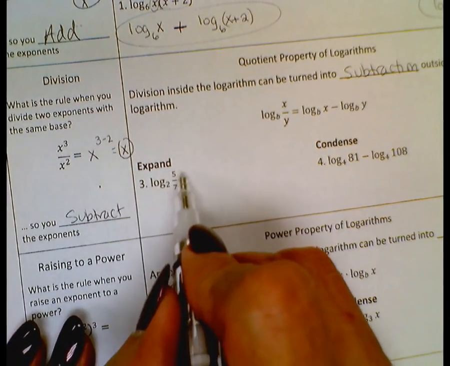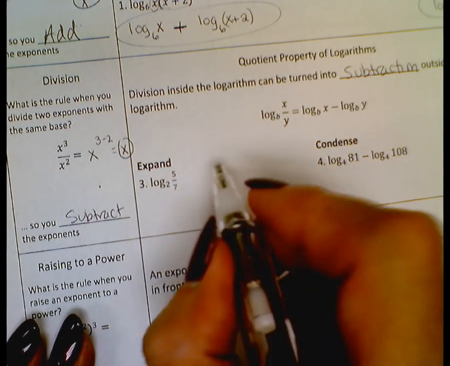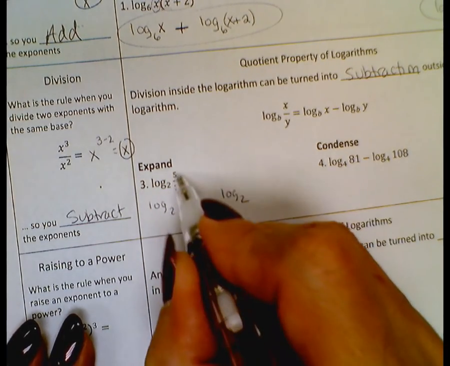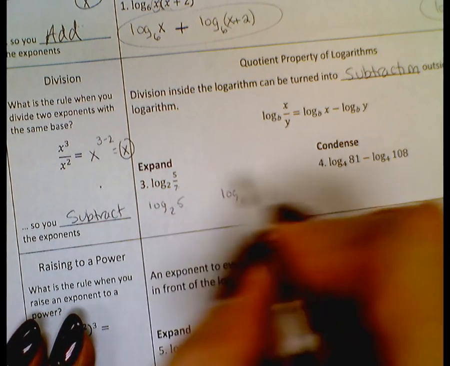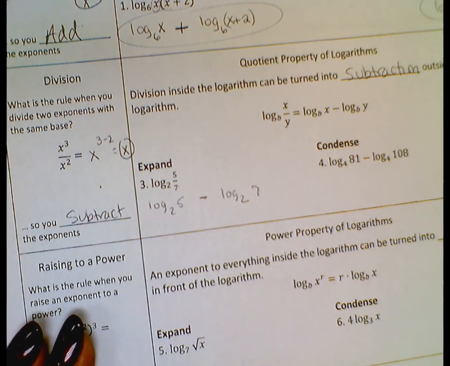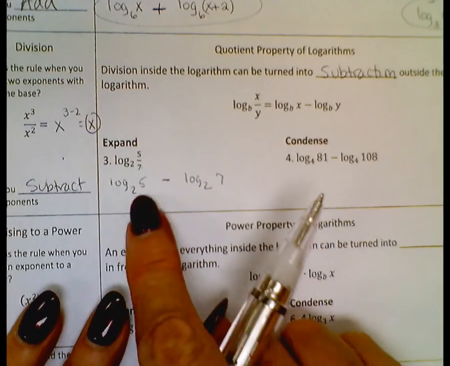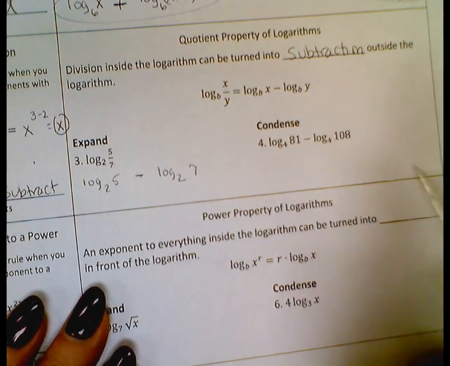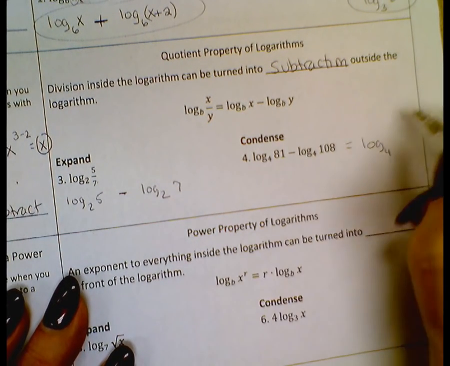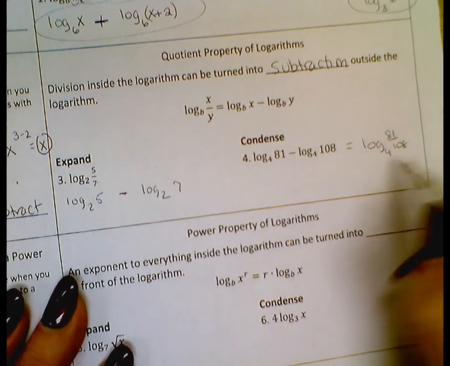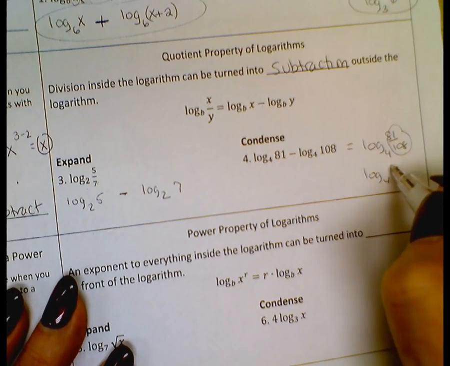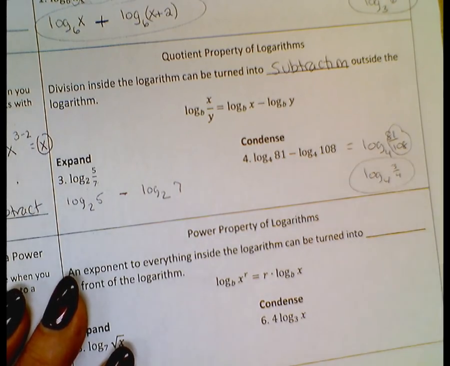So if you see a problem like this, I see division, but I want to take care of the division. I want to expand it. So I'm going to write log base 2 twice because there are 2 factors. The 5 goes with the first one. The 7 goes with the second one. And you put a subtraction there. That's called the quotient property of logarithms. Now usually you don't want to do this. It's better usually to condense. So to condense, you're going to write log base 4 once. When you see a subtraction, I want you to think division. So this is what you're going to have. Now, if that can be simplified, you should simplify the fraction. And that fraction can be simplified to 3/4. So that might be a little bit better.